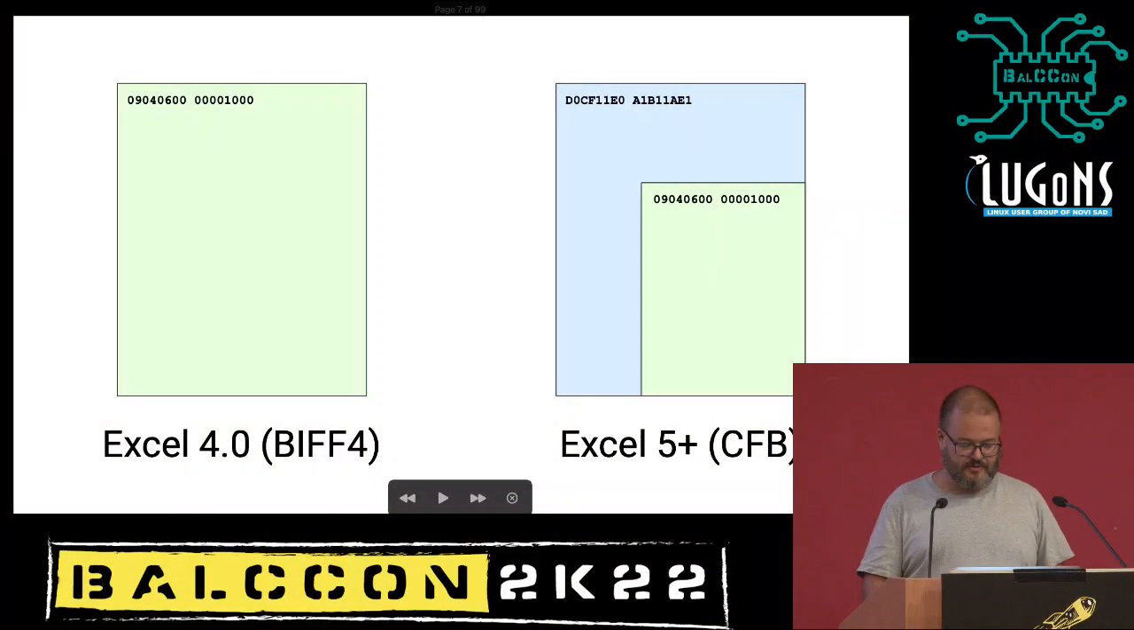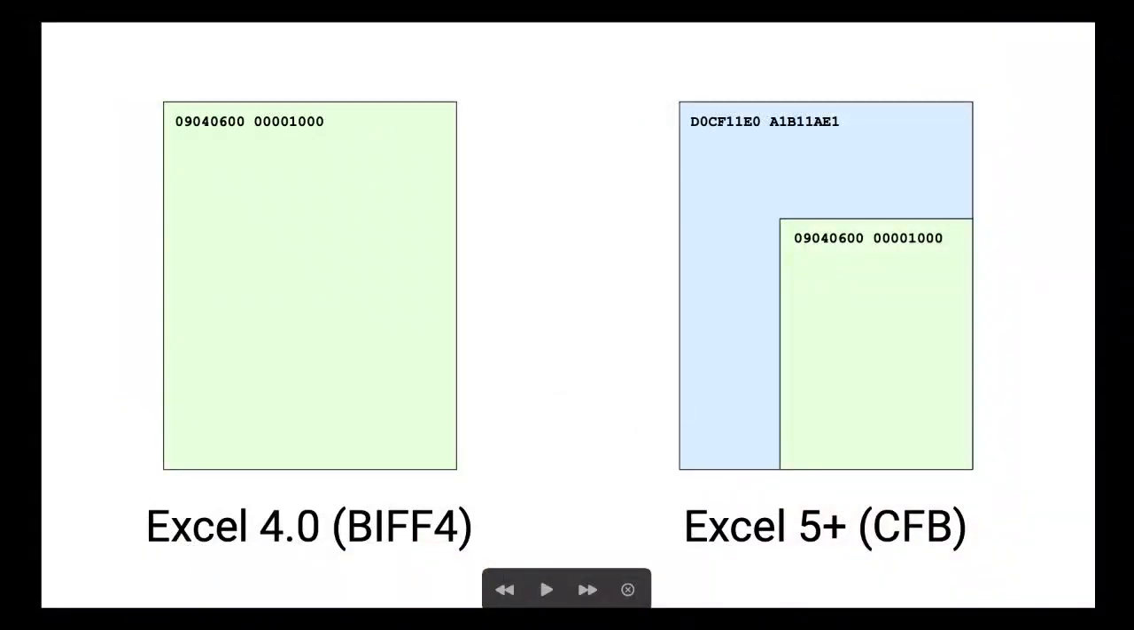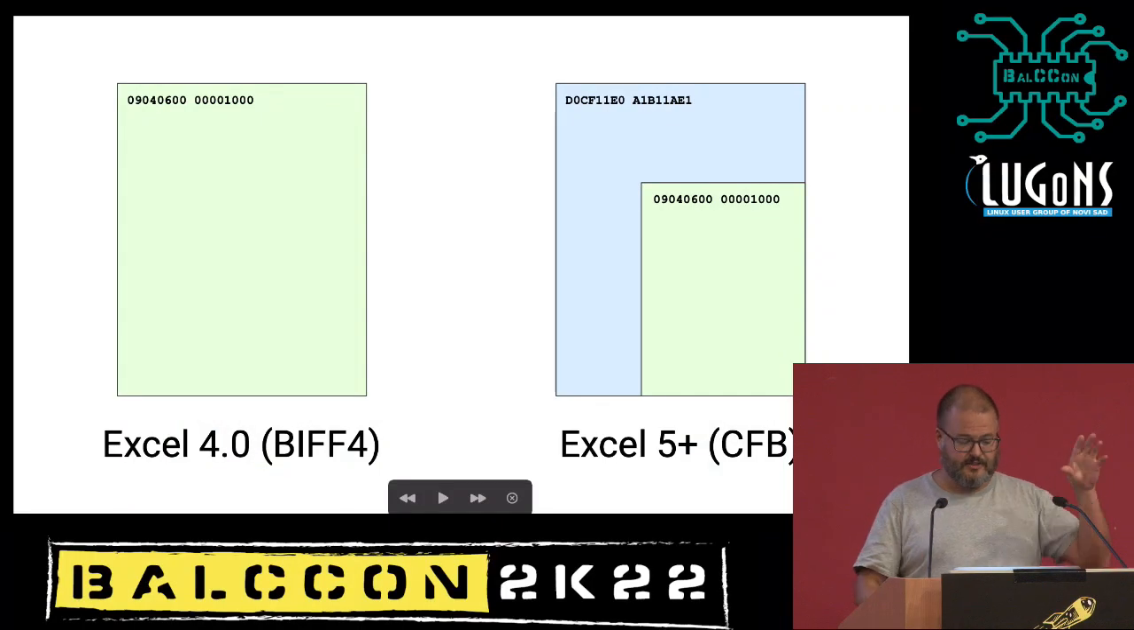So I'm going to show you visually what this means. In Excel 4.0 and earlier, which is the one on the left, that's the whole document. That's the file. And up in the upper left-hand corner, that is a BIFF4, or Excel 4.0, magic number. If you take a hex editor and open an old Excel 4.0 file, it doesn't have any of the compound file streams and the FAT and all that stuff. It's just this. It's an Excel 4.0 BIFF4 encoded file.